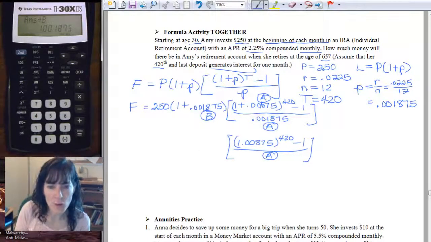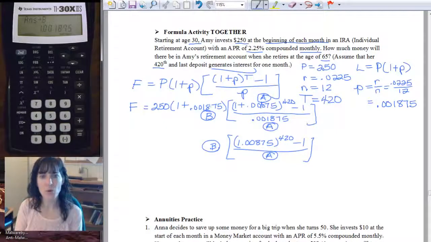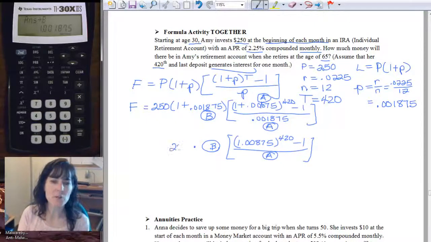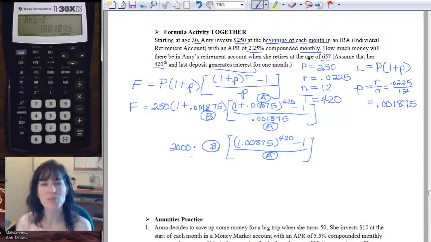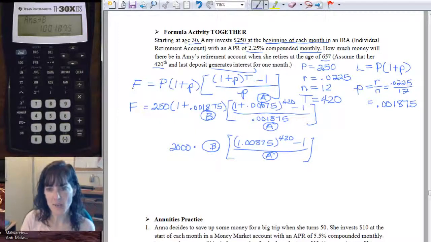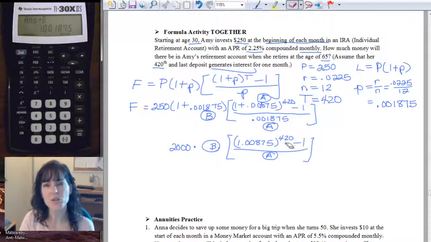So then that whole thing in that parentheses there, that's the 1 plus the 0.001875, is stored in B, and then I have to multiply by 2,000. So that's the extent of my tricks because it makes things a little bit easier. So what I want to do now is take this 1.001875 that I added the 1 to, raise it to the 420th.